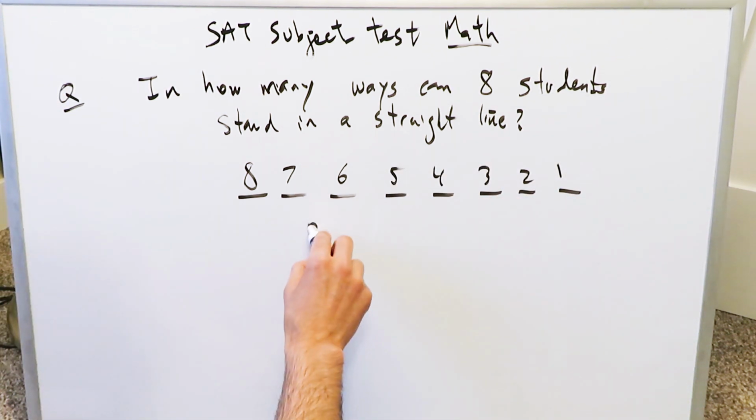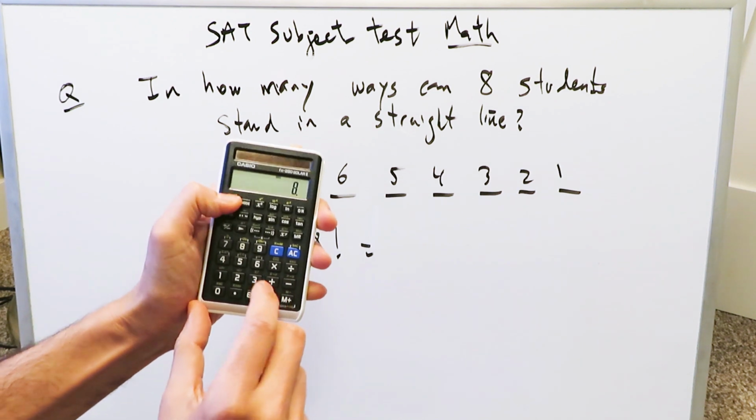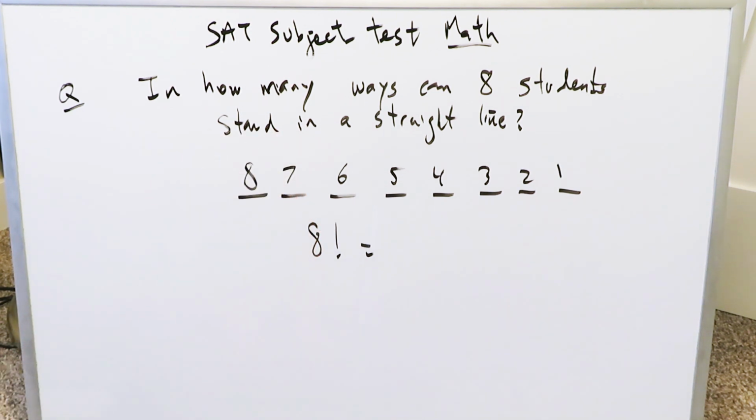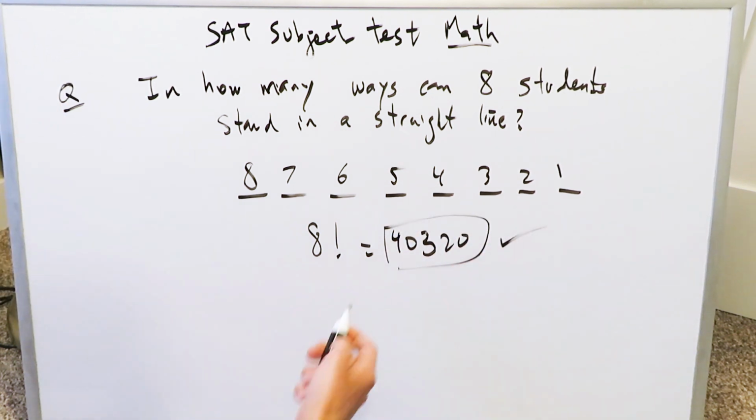until all the spots are consumed. Your answer over here would be 8 factorial, and you'd have to bring out a calculator and figure this out. You do 8 and then the factorial, and you'd have 40,320. That would be the answer you'd have to select to get this question right, and it would be right.